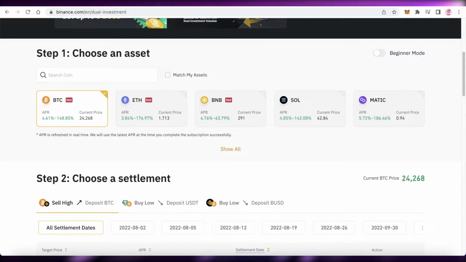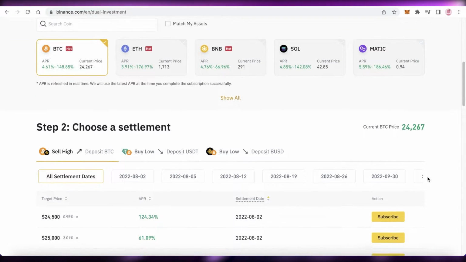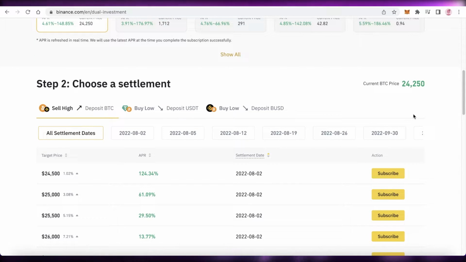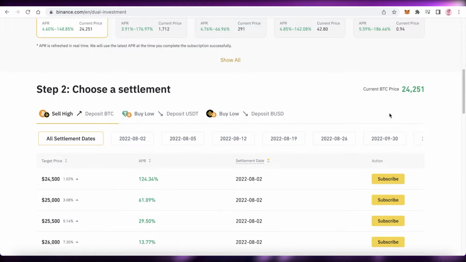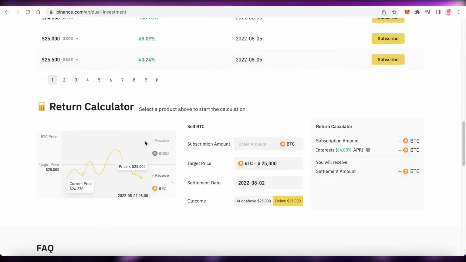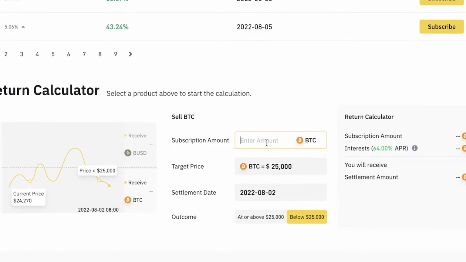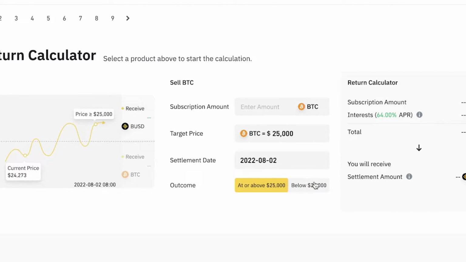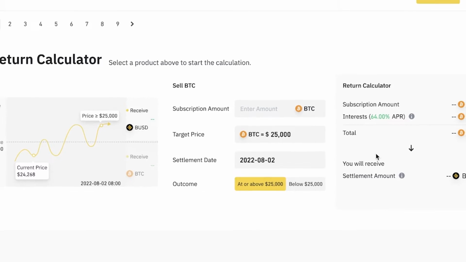Now you can see the current BTC price over here, and depending on the BTC price and your expectation for the market as an individual, you're going to place your high trade or low trade accordingly. If you go on to your return calculator, you can estimate the amount of BTC. So let's say you want to make an at or above trade, and you're looking to sell BTC, and you enter your amount. You can see that if the target price of BTC is 25,000 and this is the settlement date, you're going to see your total over here.